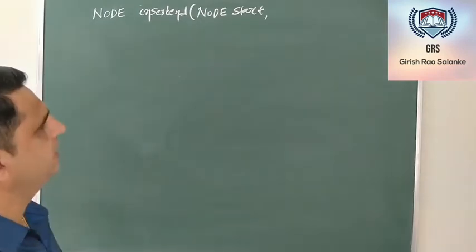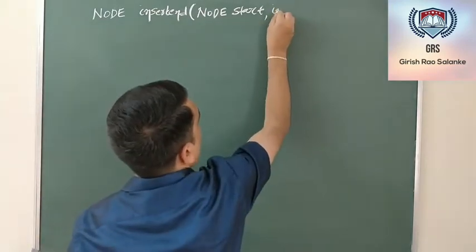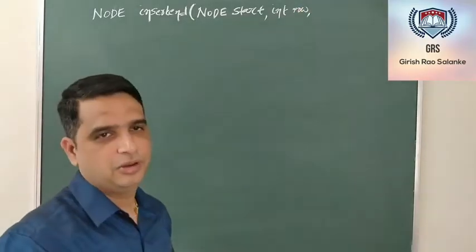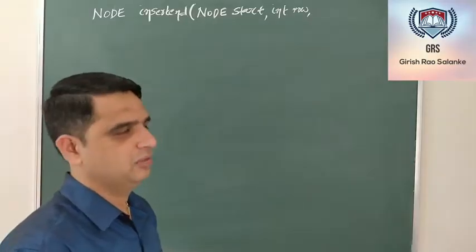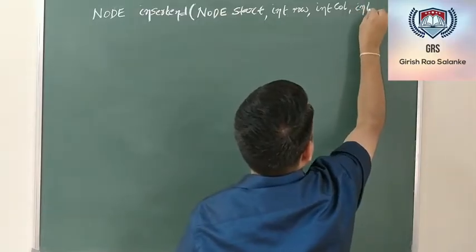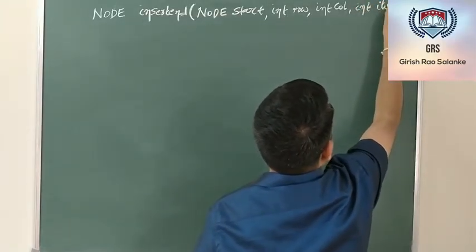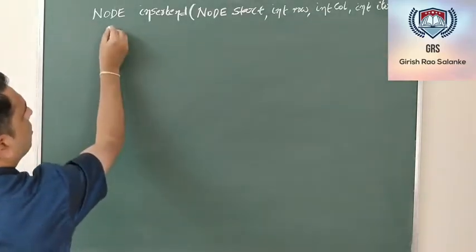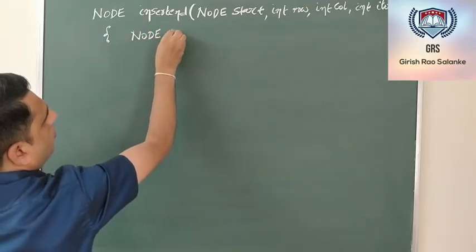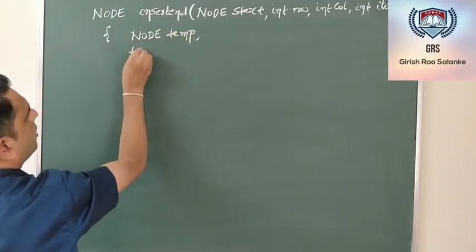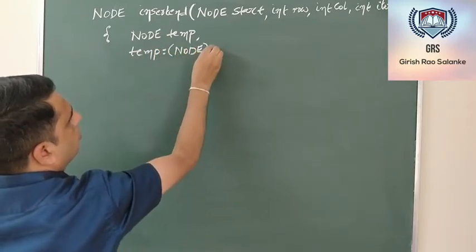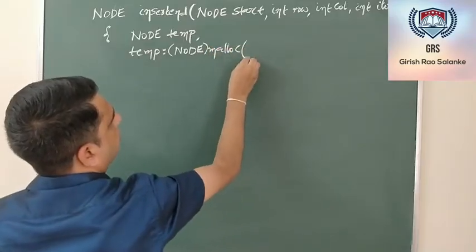Coming to the second argument, let me take it as the row number. I'll use the variable name row only here, as the argument variable. Even in the structure also, note that it was row, column, and finally item. This is the item to be stored in the node. Now let me take a variable by name temp and allocate memory for temp. Temp is equal to node malloc, size of struct node.